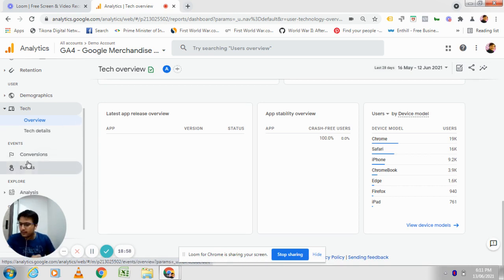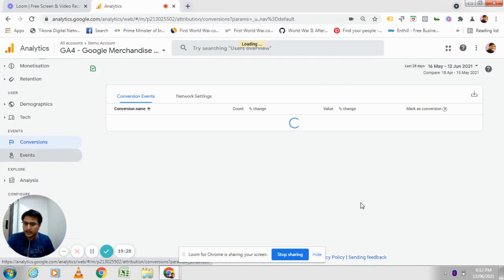Then coming to the events part. In events, we'll be covering conversions and events. I have already told you all conversions are events, but not all events are conversions. For example, someone has come to your website and viewed some product. That could be an event, but it is not a conversion. For example, the same person has come to your website and signed up for the product, then it is called a registration. That exactly is a conversion. Okay, so let's go to the conversion segment.